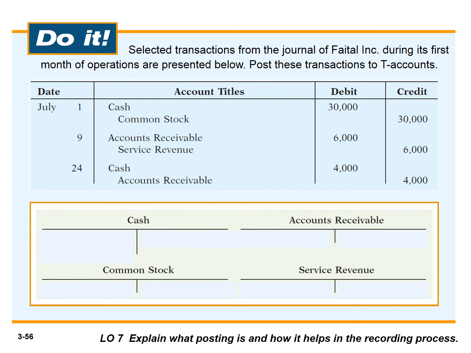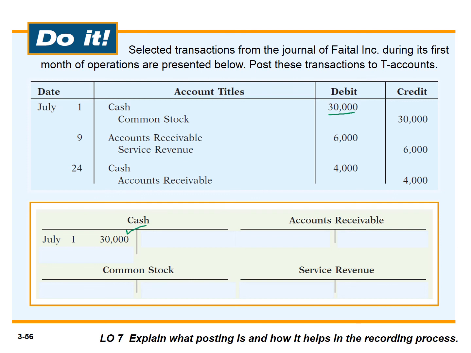All right, so let's do it. Select a transaction from the Journal of Fatal Inc. during its first month of operations, presented below. Post these transactions to the T accounts. Well, basically what you do is just take each transaction.